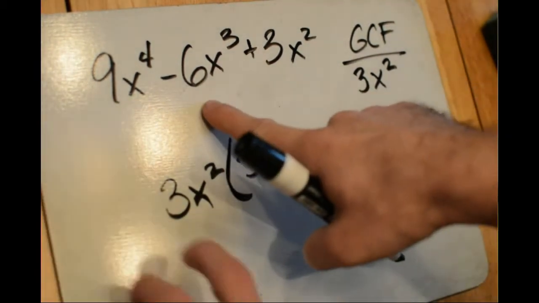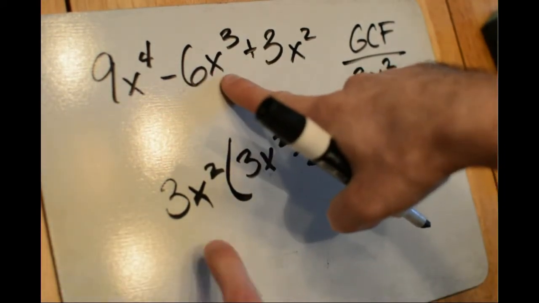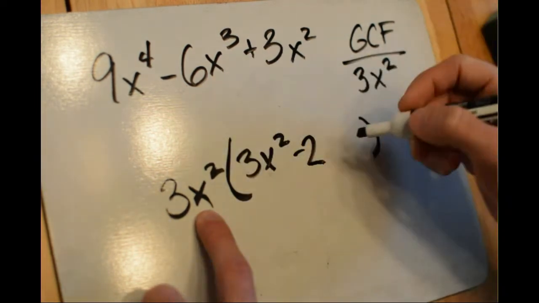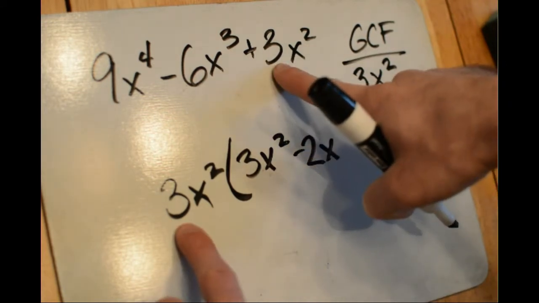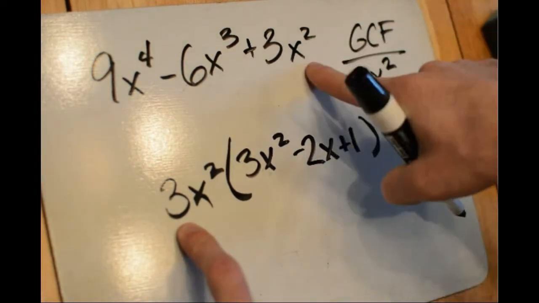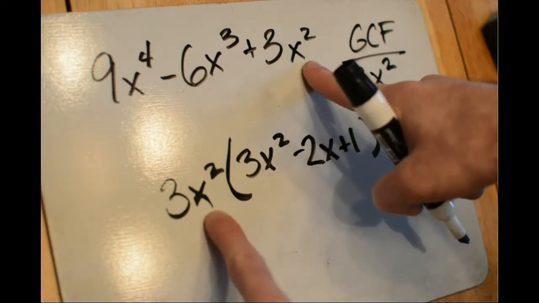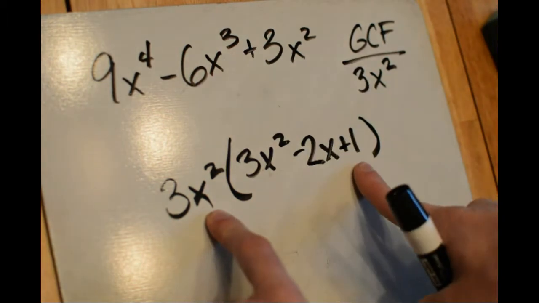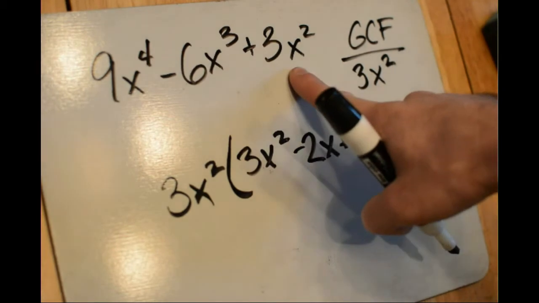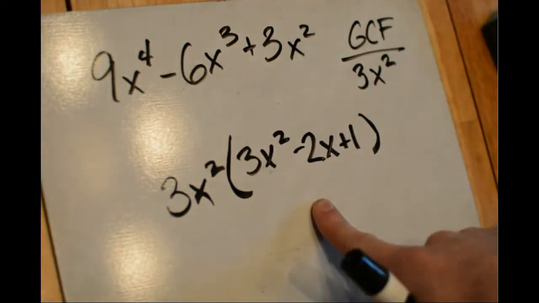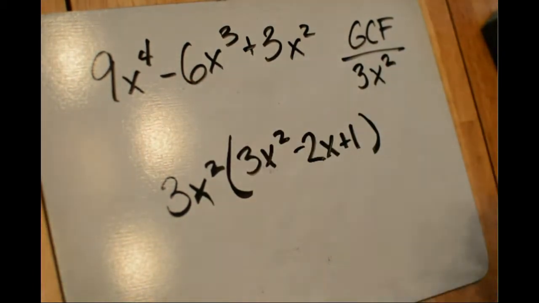Next term, negative 6 divided by 3 is negative 2. And I had 3 factors of x and divided out 2 factors of x, so that's going to leave 1 left over. This last term, 3 divided by 3 is 1, and x squared divided by x squared is also 1. I had 2 factors of x, divided both of them out, so now this term has no factors of x. So this is the same polynomial, just in a different form. I have factored that down. So now rather than just 3 terms, it is written out in terms of a product.